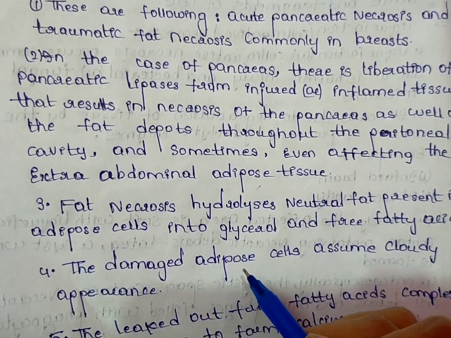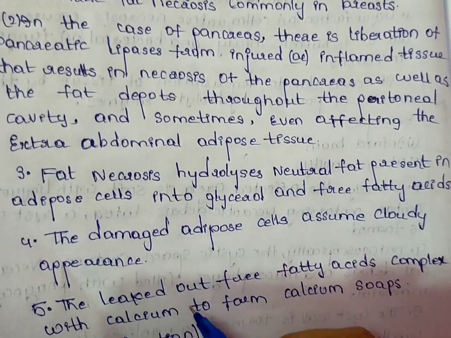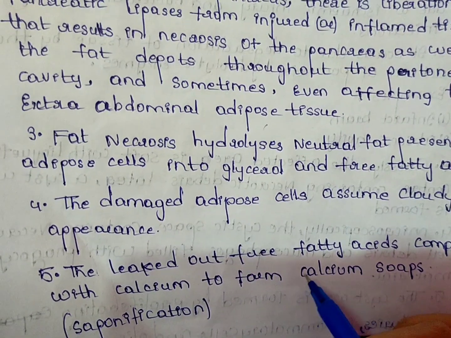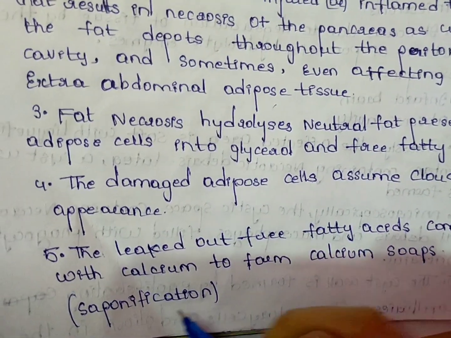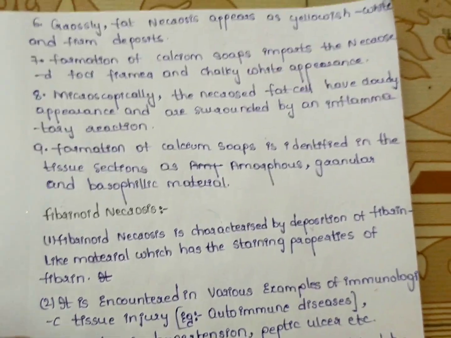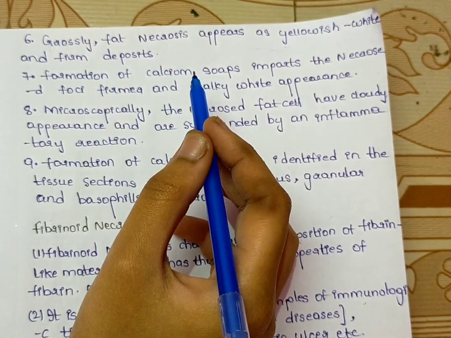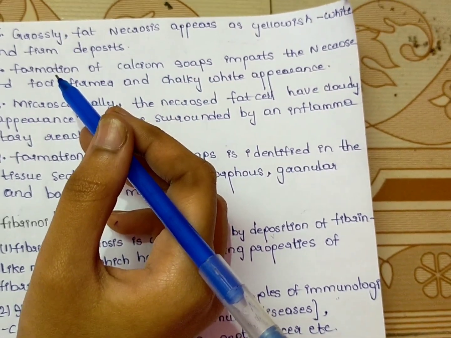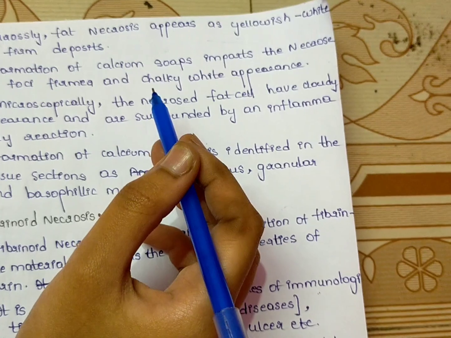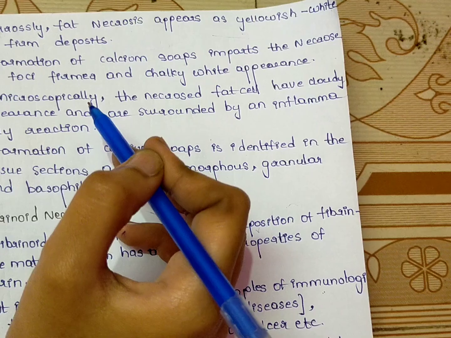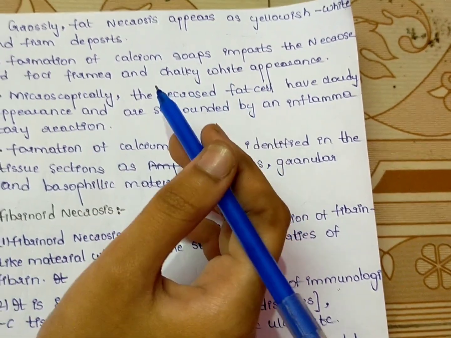The damaged adipose cells assume a cloudy appearance. The leaked free fatty acids complex with calcium to form calcium soaps. This process is called saponification. Grossly, the fat appears as yellowish-white, chalky deposits. Formation of calcium soaps imparts the necrotic foci a firm and chalky white appearance.